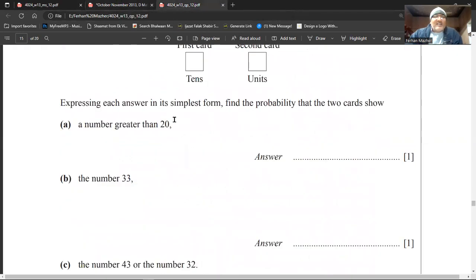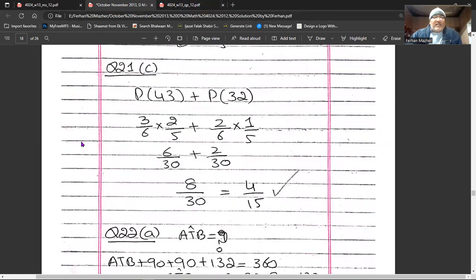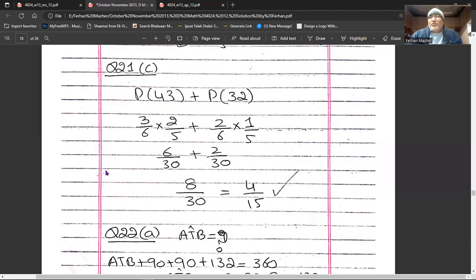We have already checked that. Then he says the number 43 or the number 32. So the probability of 43 plus the probability of 32. Getting a 4 is 3 by 6, multiplied by getting a 3, which is 2 by 5 on the second position. Plus getting a 3 at the first position will be 2 by 6, multiplied by getting a 2 on the second position, which will be 1 by 5, because 2 appears only 1 time. So you will have 6 by 30 plus 2 by 30, so it will be 8 by 30, and that will be 4 by 15. 4 by 15 is the right answer. I hope you understand.